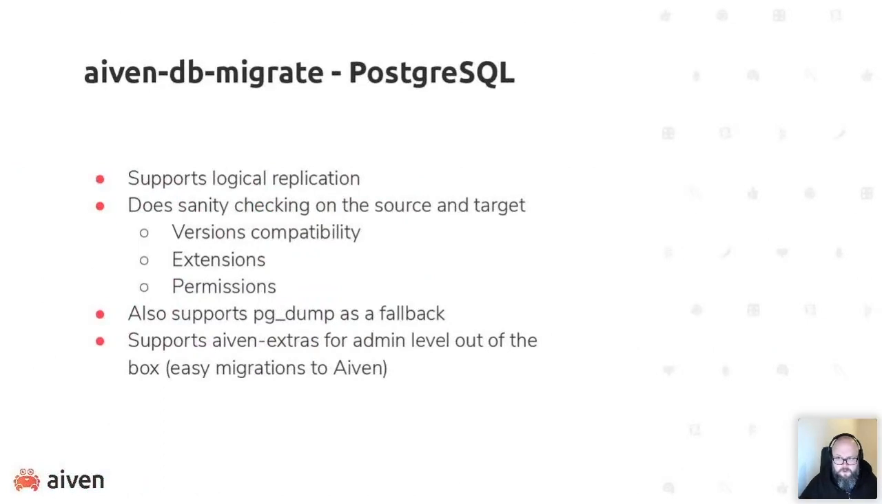The tool supports logical replication. It does sanity checking on the source and target, such as version compatibility, extensions, and permissions. It also supports pg_dump as a fallback, and there is support for the Aiven Extras extension for admin level operations out of the box, enabling easy migrations to Aiven.